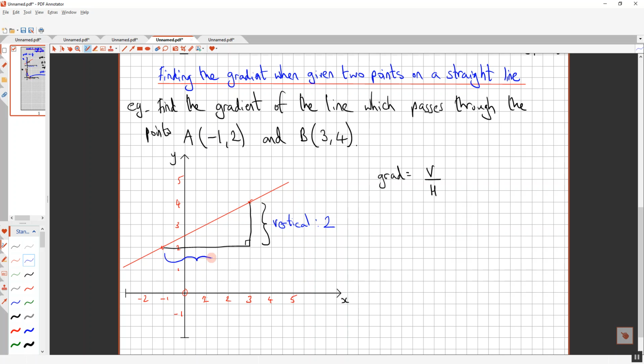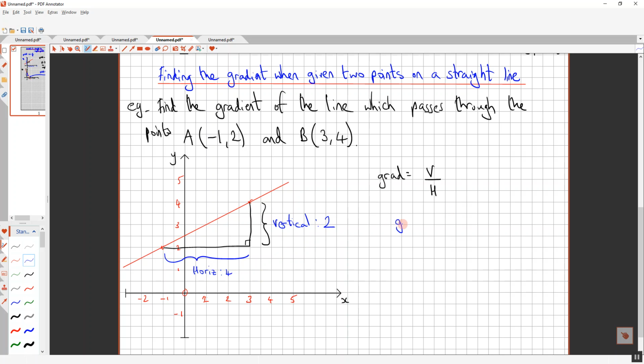What about the horizontal distance? So again, every 2 boxes is 1 unit. Okay, I can see every 2 boxes is 1 unit. So starting from here, that's 1, 2, 3, 4. So my horizontal distance is 4.